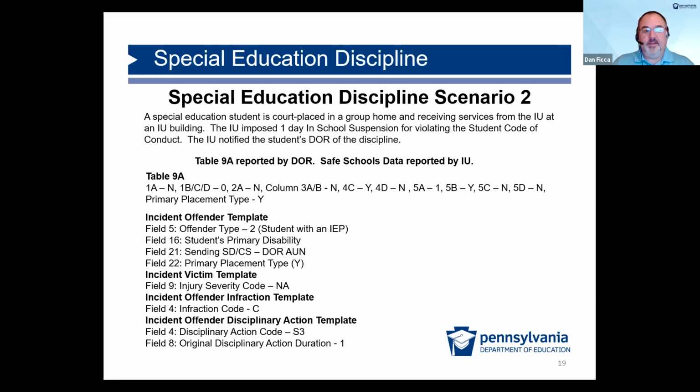So again, student with an IEP, put in the disability. In field 21, the sending district or charter, they'll enter the AUN of either the district of residence or the charter school. In this case, the student is in a school district, so they'll enter the school district AUN. Student is also court placed in a group home. Again, primary placement type is a Y. There was no injury severity code. S3 is for in-school suspensions, duration 1 day.